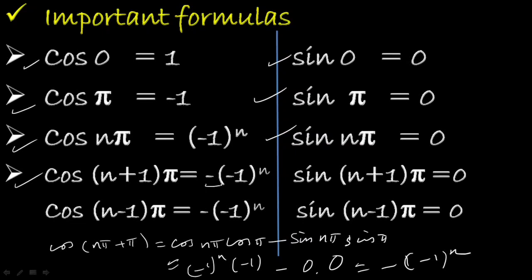So no need to remember this formula. If you know the basic formulas of cos(a plus b) and cos(a minus b), you can just substitute the values, simplify and get this value. And like that, cos(n minus 1) pi is also minus of (minus 1) whole power n, because instead of plus you have minus. But for this formula you have a plus, so you have the same value, right? And sin(n plus 1) pi is 0, whereas sin(n minus 1) pi is also 0.